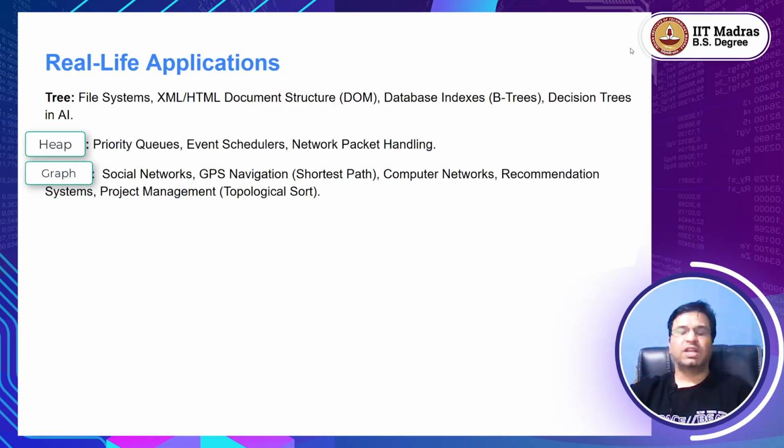For graph, social networks like Facebook, LinkedIn, Twitter. These are all massive graphs where people are nodes and friendships are edges. Graph algorithms are used for friend suggestions, feed ranking, etc. GPS navigation for shortest path. Google Maps and other navigation systems use graph algorithms like Dijkstra to find the shortest or fastest route between two locations, where cities or intersections are nodes and roads are weighted edges. Bellman-Ford can be used if routes can have negative cost. For example, free highways offsetting toll roads.